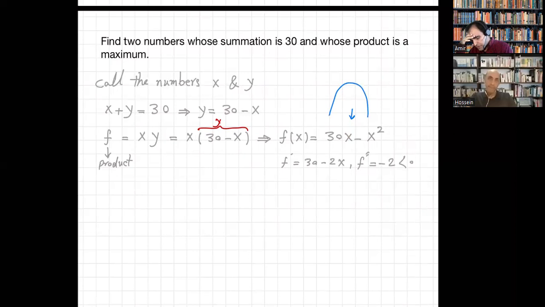Correct. Yes. Like this one. Yeah. Thanks for the clarification.